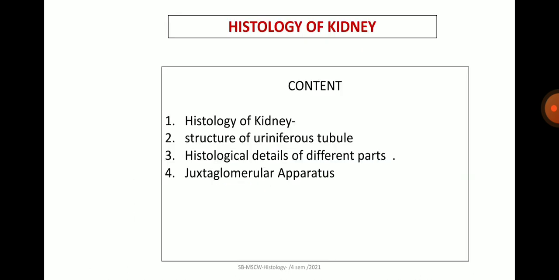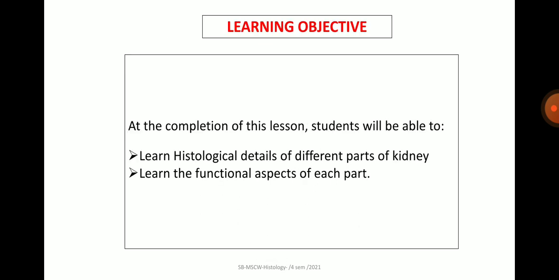The content of this session would be to know the histology of kidney, the various structures of the uriniferous tubule, then histological details of different parts of the tubule, and also juxtaglomerular apparatus. The learning objective, you can see, so at the end of the lesson, the students will be able to learn and understand the histological details of different parts of the kidney along with their functional aspects.